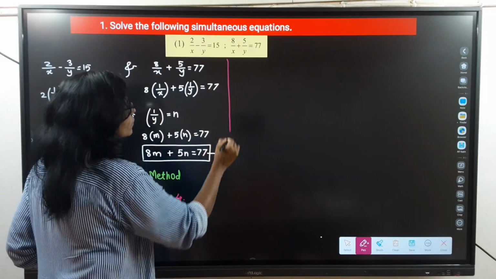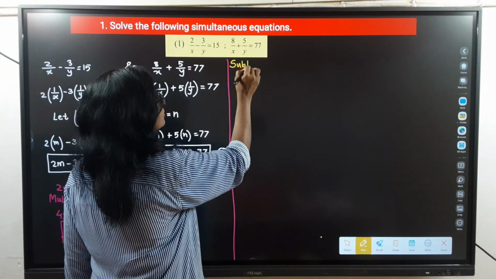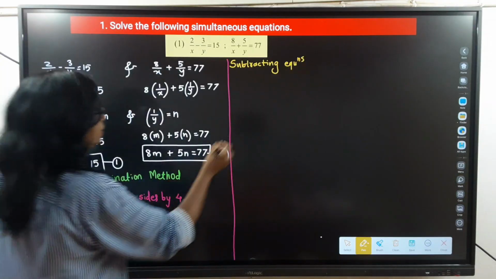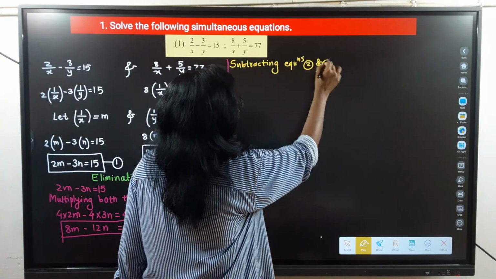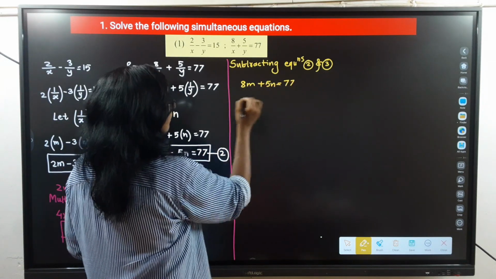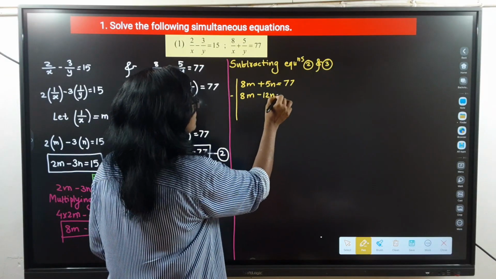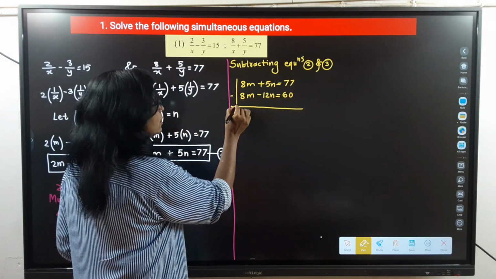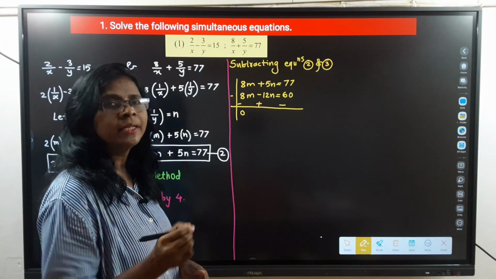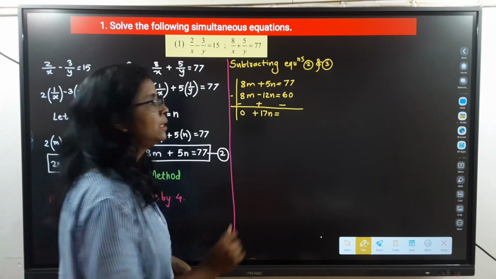So here we say subtracting equations 2 and 3. Therefore second equation, 8m plus 5n is equal to 77 minus 8m minus 12n is equal to 60. Therefore change the sign here, minus, plus, and here minus. So 8m minus 8m is 0, plus 5 plus 12 is equal to 17n is equal to 77 minus 60, that is equal to 17.